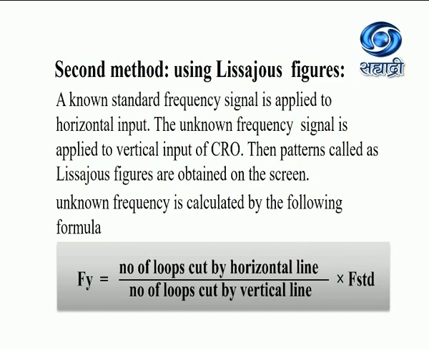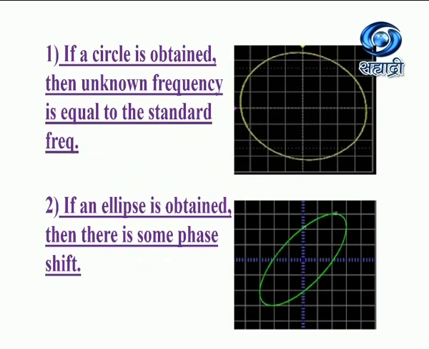Fy, that is unknown frequency, is equal to number of loops cut by horizontal line divided by number of loops cut by vertical line into f standard frequency. So standard frequency is basically the given frequency. By using that Lissajous figure, you can calculate the loops and you can easily calculate the unknown frequency which is applied to the vertical input.